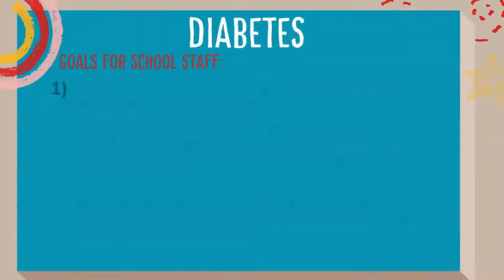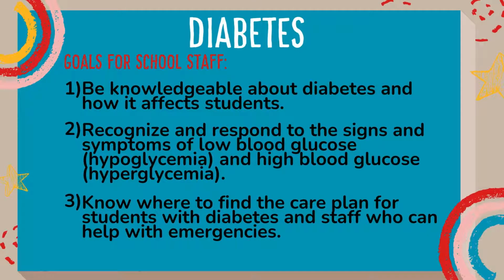In this part of the training, we will be covering diabetes. The goal is for all school staff to be knowledgeable about diabetes and how it affects students, to recognize and respond to the signs and symptoms of low blood glucose, hypoglycemia, and high blood glucose, hyperglycemia, and finally, to know where to find the care plan for students with diabetes, and designated trained staff who can help with emergencies.